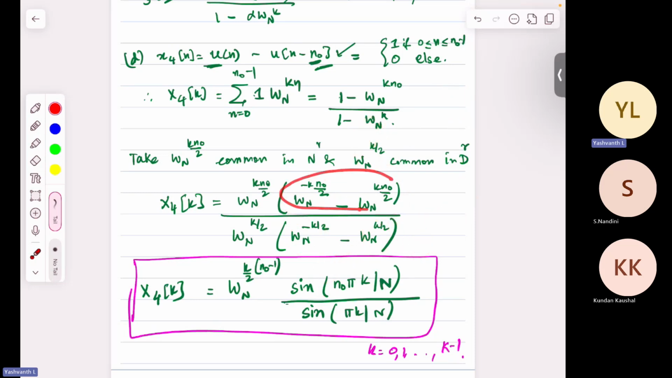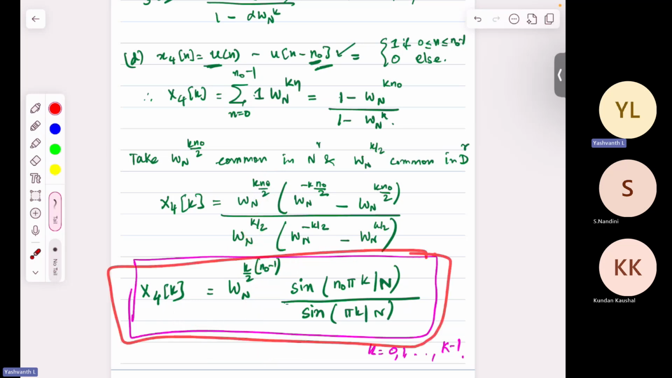So you can again write this as sine of n naught pi k by N divided by sine of pi k by capital N. And this again you can subtract the exponentials to get, basically, one twiddle factor divided by another twiddle factor. So it is the twiddle factor power k by 2 into n naught minus 1. That is, you subtract both, the k n naught by 2 minus k by 2, which is nothing but k by 2 into n naught minus 1. Okay, so that's basically the expression for your DFT. Is it clear? Okay, very good. It's clear.